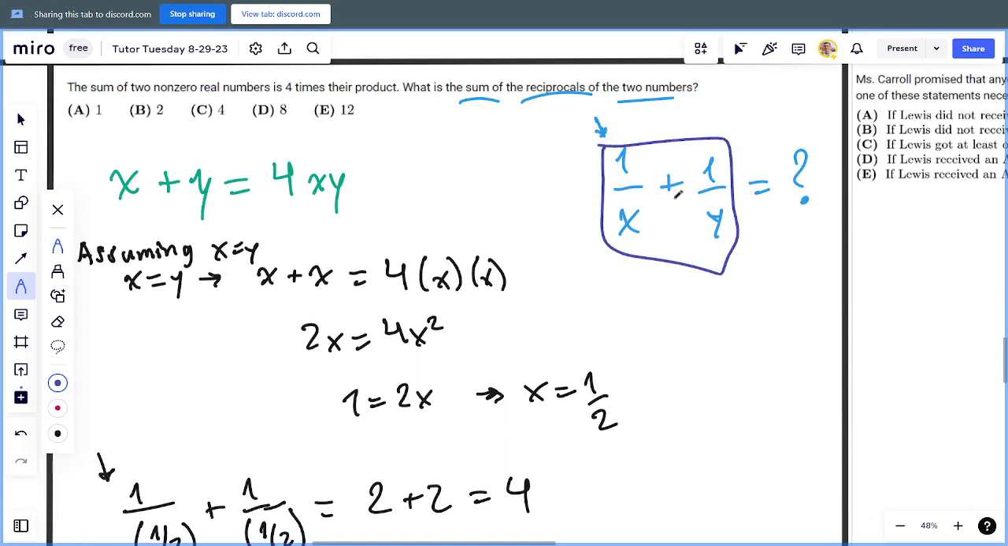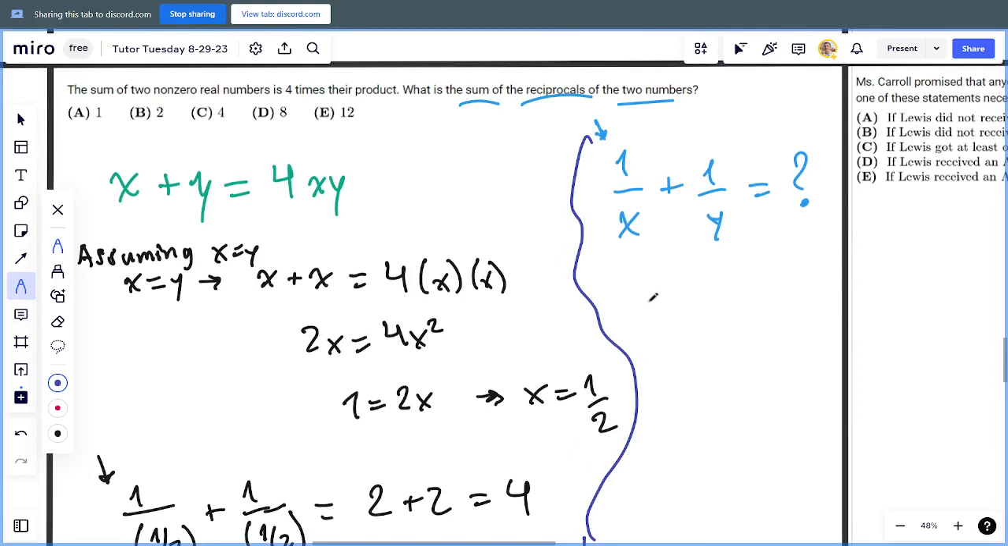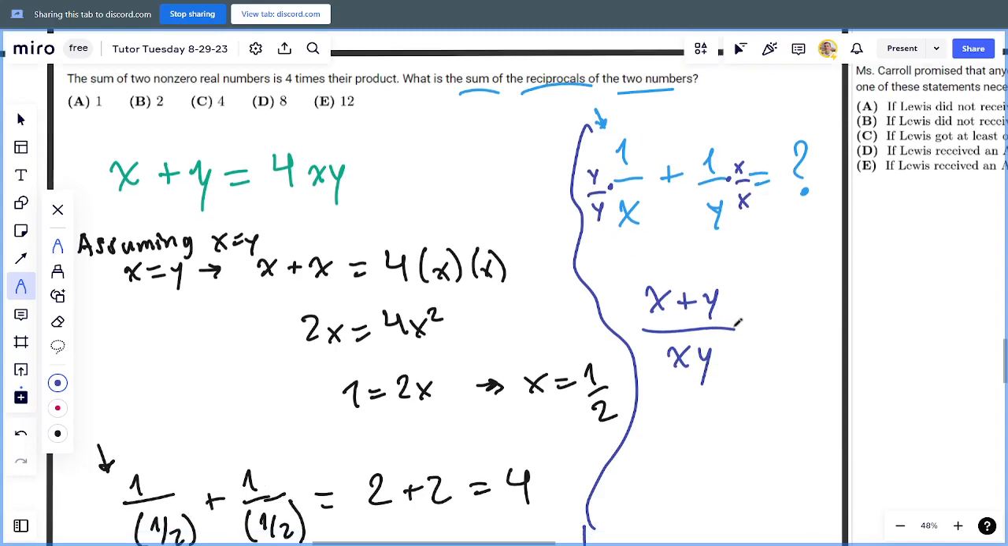1 over x plus 1 over y. Let me block out a section to solve this here. That's the same thing as x plus y over xy, right? I could multiply this by y over y, and this by x over x, and then I get the denominator of xy, and I get x plus y on the top.